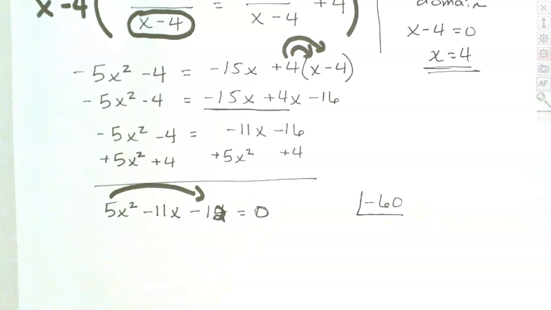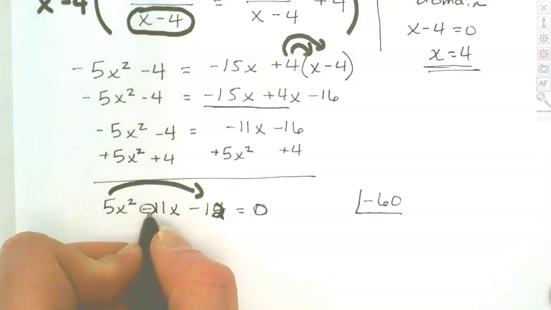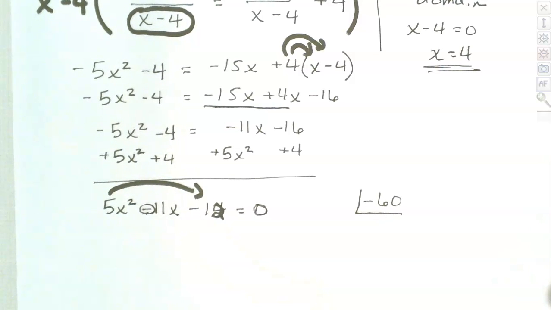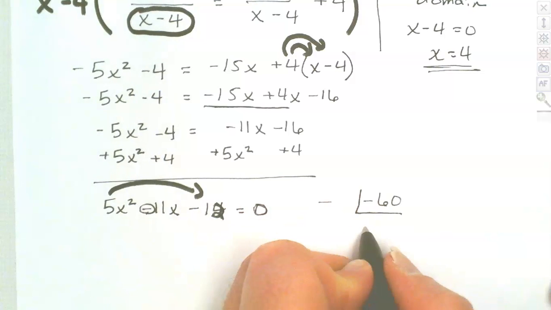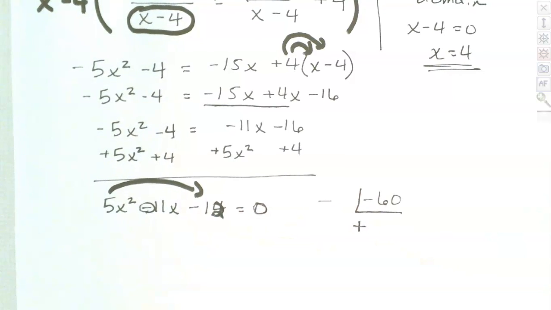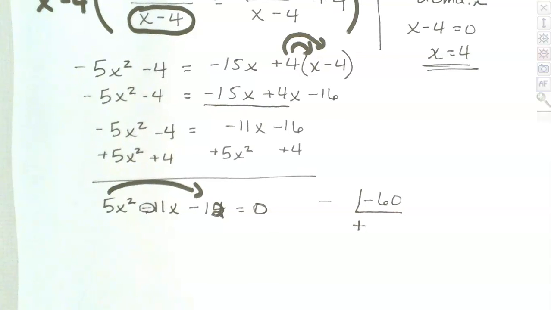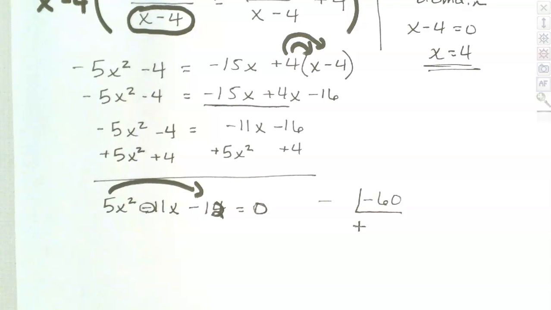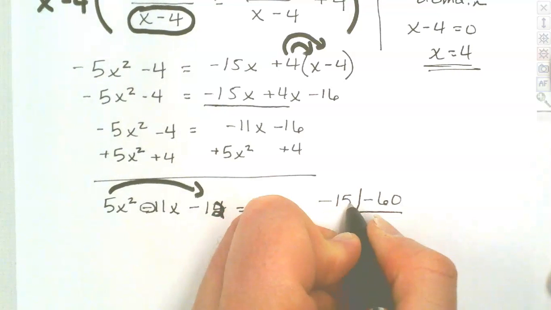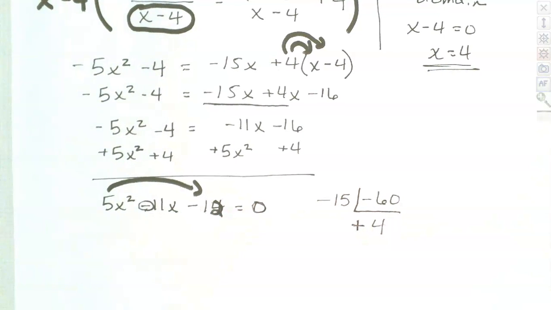And we know we need one number positive, one number negative. Middle number is negative, so that means my larger number is negative. Smaller number is positive. It ends in a 0, so it has to have either a 5 or a 10 in it. So let's start with 5. 5 and 12 is not going to work. Let's try a 3. 3 and 20 doesn't work. How about we try a 4? 4 and 15. So we need a negative 15 and a positive 4.